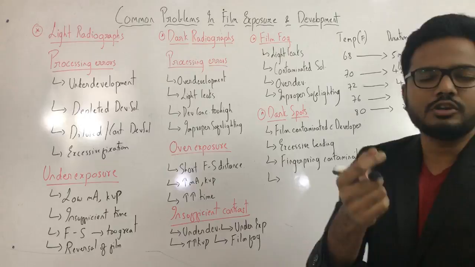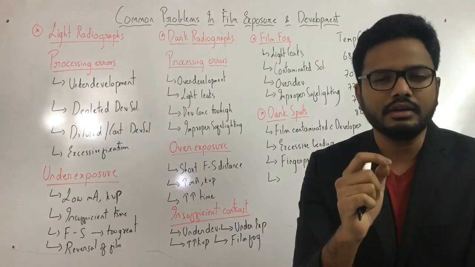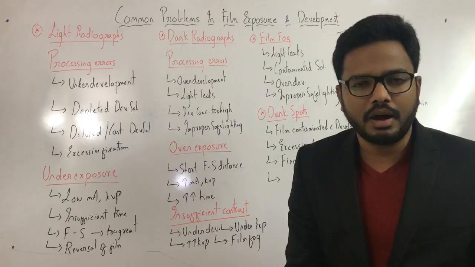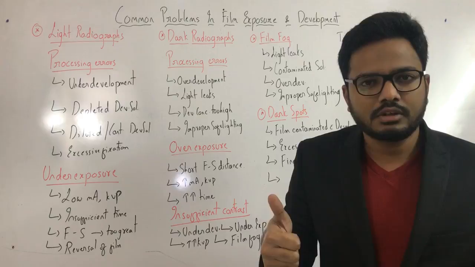When you're going for automatic processes, excessive pressure, if you observe any time in your department, you have some rollers through which your film passes. Excessive pressure by rollers or even contaminated rollers can lead to these dark spots.